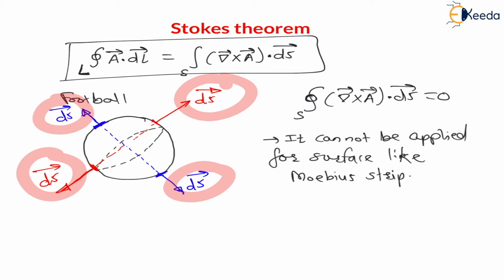Now here, let us say this is a surface. PQRS is a surface, and the path is a closed path, that is path PQ, QR, RS and SP. This is a closed path and the surface is an open surface.